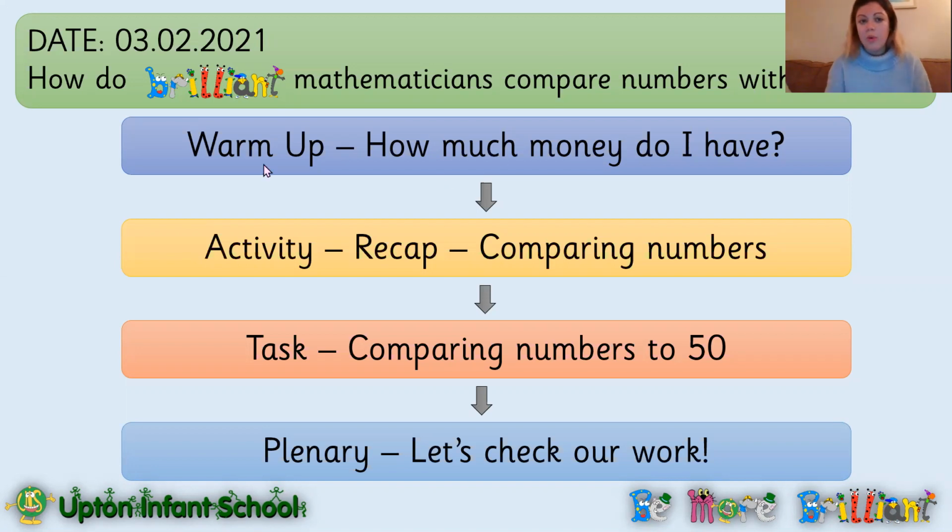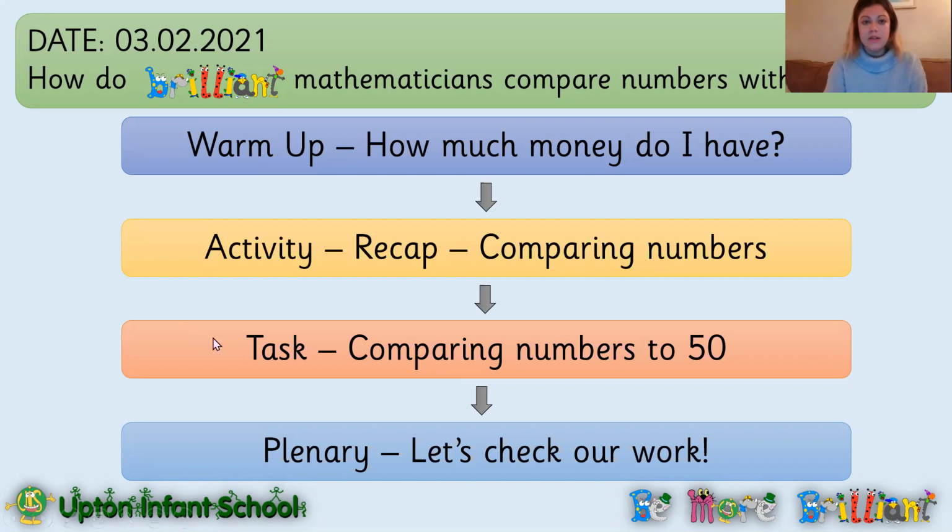We're going to start with a warm-up of how much money do I have, and you're going to need to use your skills from our counting in tens we've done before. And then our activity will be our recap of comparing numbers. And then you will have some tasks to do on your own to compare numbers to 50. And we'll finish off by checking that work. And this is where, if you're at home, you can pause the video and complete your task and come back and see how we got to those answers.